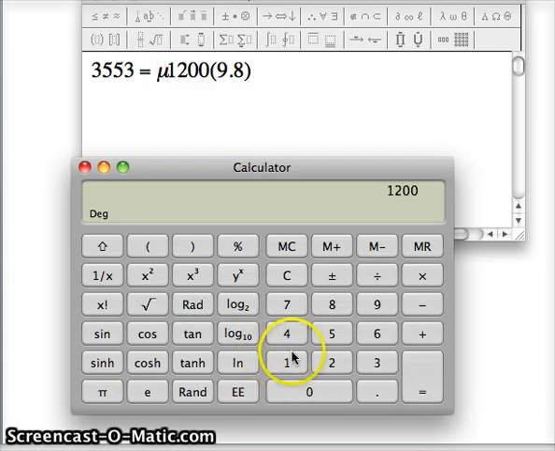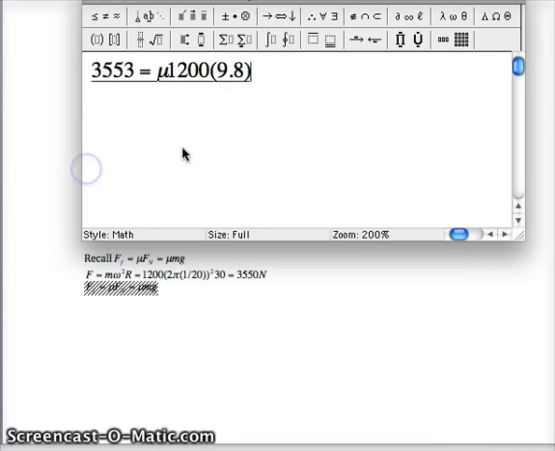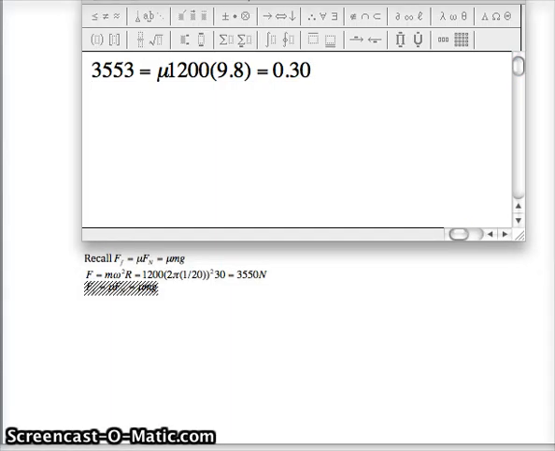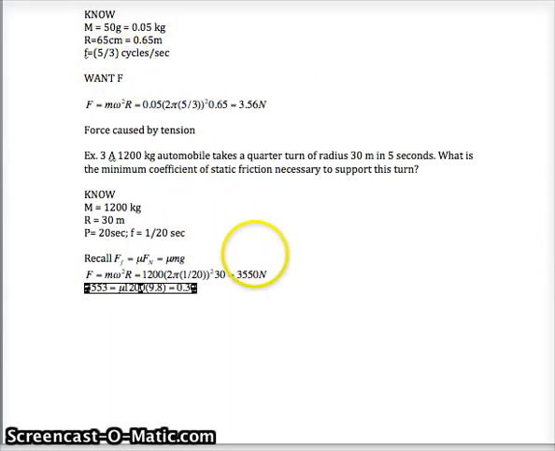Which should be equal to 3553 divided by the product of 1,200 and 9.8, close parentheses, equals 0.302. We'll call it 0.30. So as long as the coefficient of static friction is 0.30 or more than that, then you should be able to make the turn. If it's less than that, then you won't be able to make the turn.